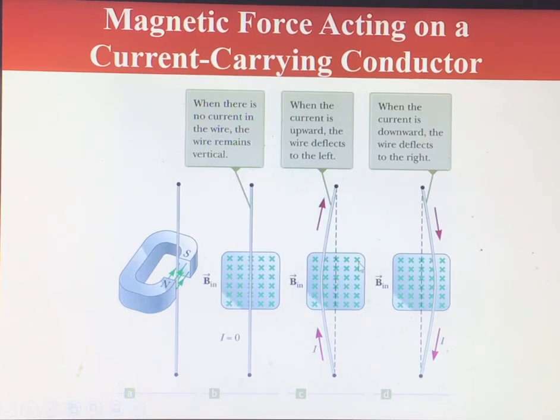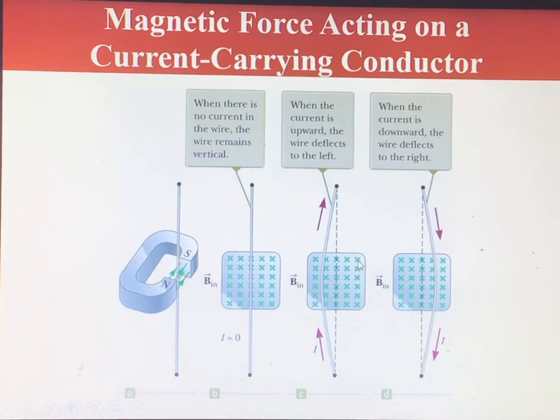So for example, in this example right here, the current is pointing up, so it's in the J direction. The magnetic field is pointing into the board, which is in the negative K direction. So if you take the cross of J and negative K, it gives you I. And on the right side, because the current is coming down, the current is in the negative J direction, and the magnetic field is pointing into the paper, so it's in the negative K direction. So if you take negative J cross negative K, you get I, which is pointing to the right.